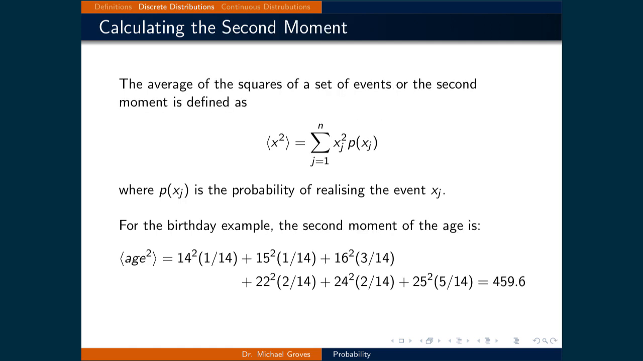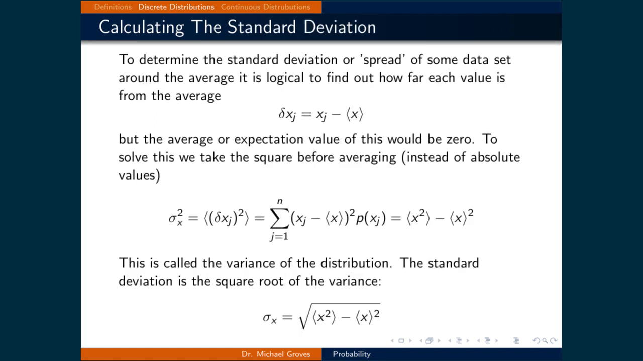Another useful quantity is the second moment, or the average of the squares of a set of events. The second moment is denoted as the expectation value of x squared, and it's equal to the sum over all possible events of the value squared times the probability of the event itself. Again, using the data from before about the ages of people in a room, the average of the squares of ages is the sum of the square of each age times the probability of finding that age. For our data, the answer is 459.6.